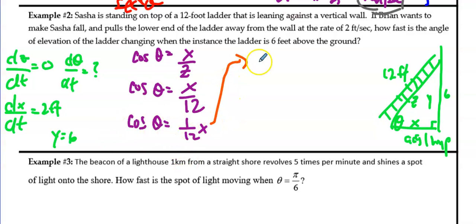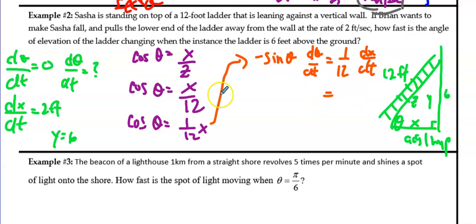So the derivative of cosine is going to be negative sine theta, d theta dt. And then we just have to do on the right side 1/12 and then dx dt. And that right side becomes so much nicer, right? So much nicer because I know what dx is. I know dx is 2, so it's going to be 1/12 times 2, which is going to end up being 1 over 6, right? 1 over 6.